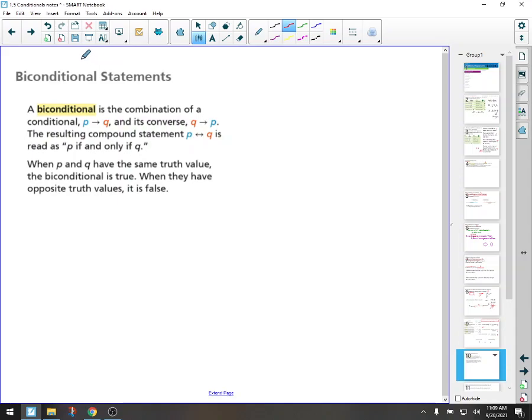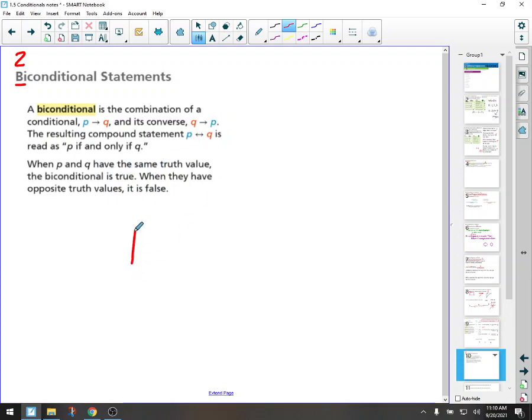Biconditional. All right, this is a really, really important one for us. Bi, we should remember what that means from bisectors. It means two conditions. So biconditional is the combination of conditional and its converse. So if P then Q, and if Q then P. So when P and Q have the same truth value, the biconditional is true. When they have opposite truth values, it is false. All right, so let's check this out.